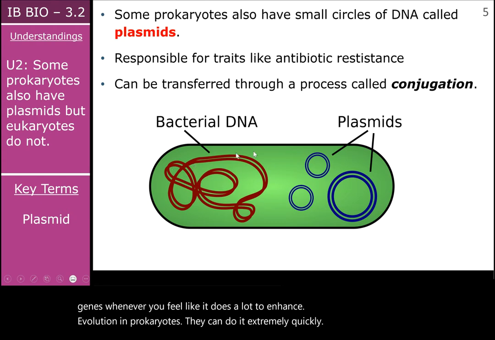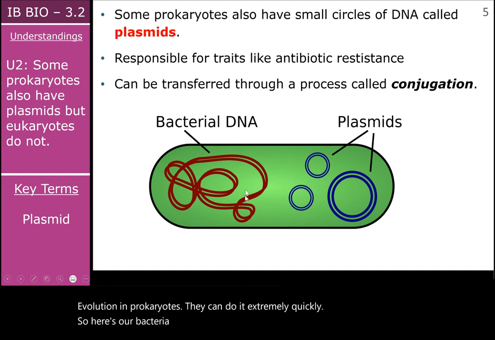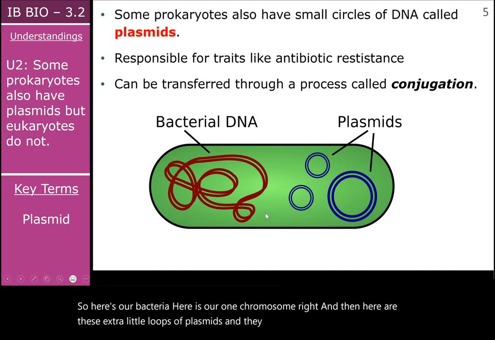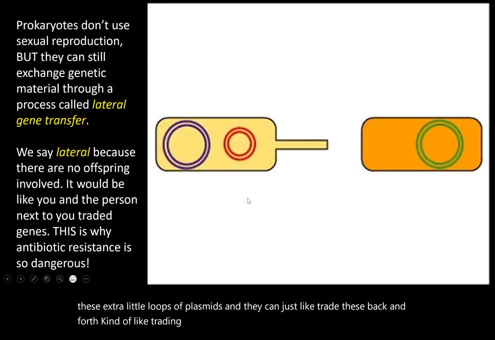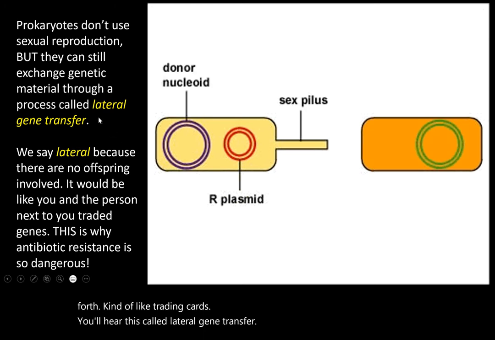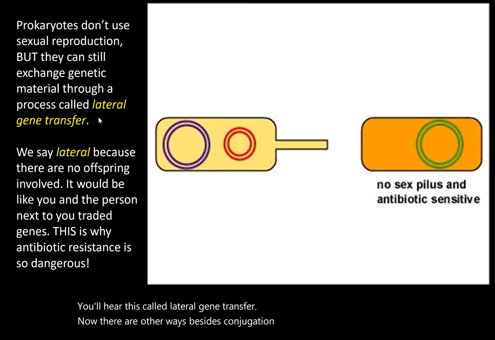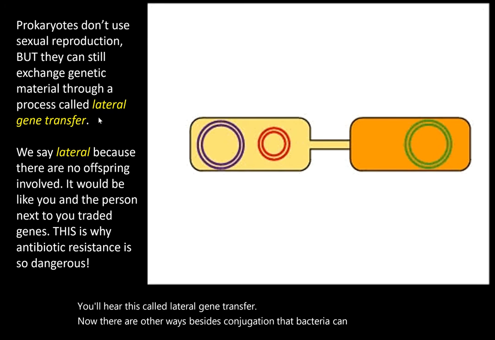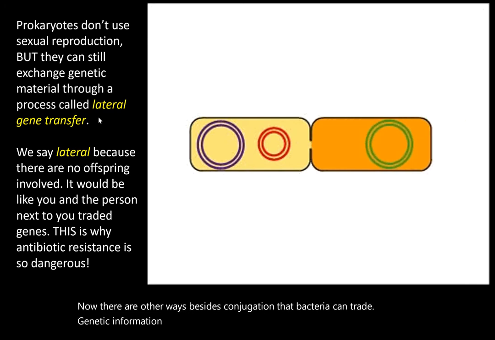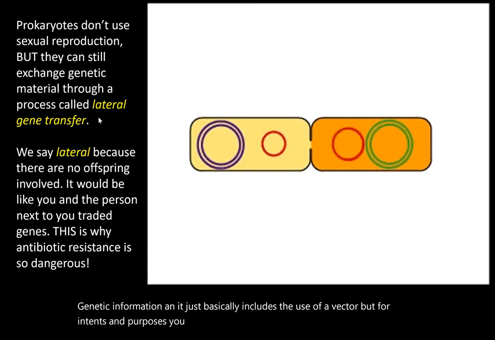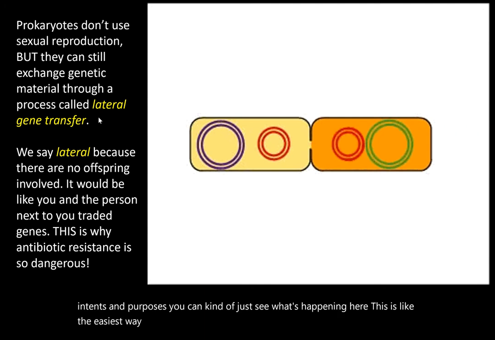So here's our bacteria. Here's our one chromosome, right? And then here are these extra little loops of plasmids. And they can just trade these back and forth, kind of like trading cards. You'll hear this called lateral gene transfer. Now, there are other ways besides conjugation that bacteria can trade genetic information, and it basically includes the use of a vector. But for intents and purposes, you can just see what's happening here. The easiest way to understand it is through lateral gene transfer.